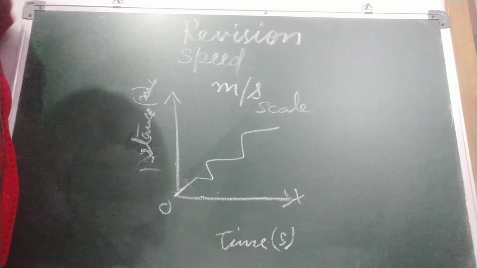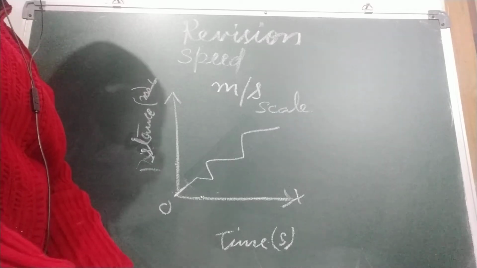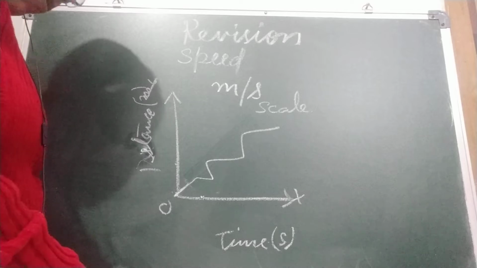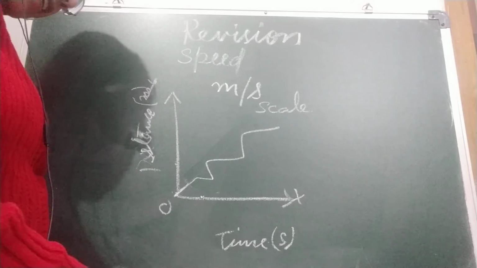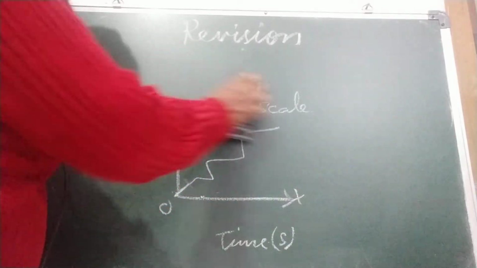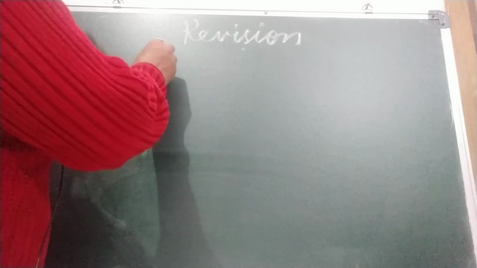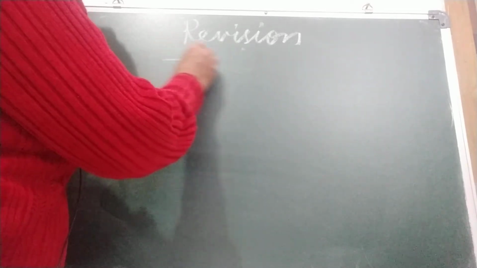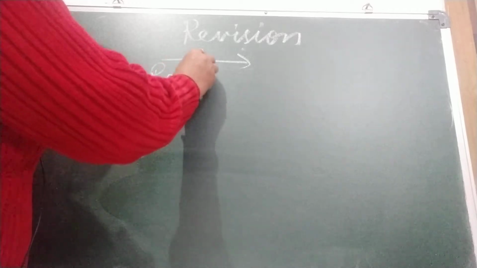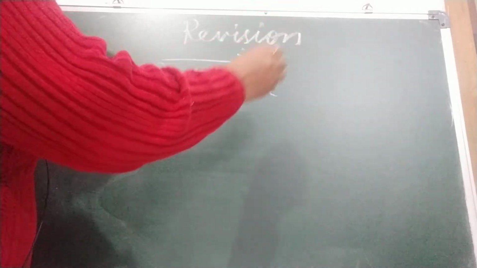Do practice. Now the next topic is light. We are going to discuss light. In light we know that light moves in a straight line, and we call it rectilinear propagation of light.